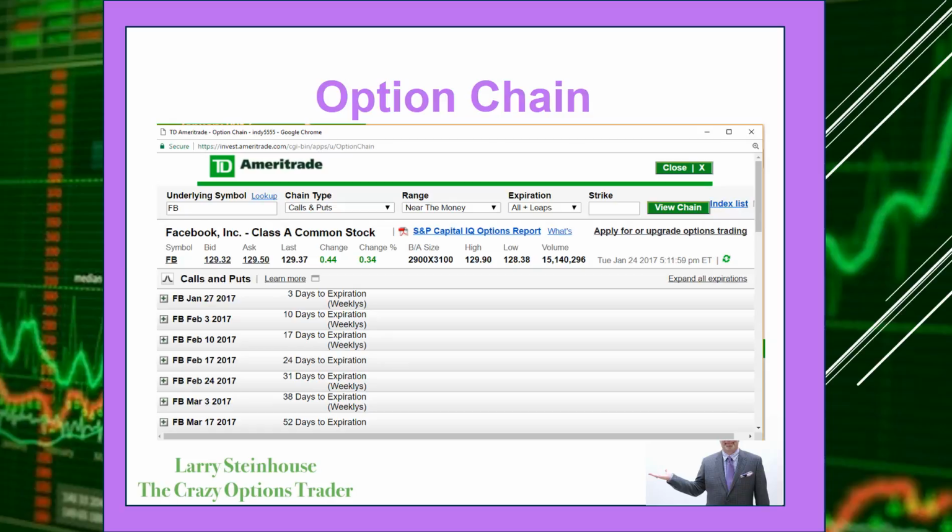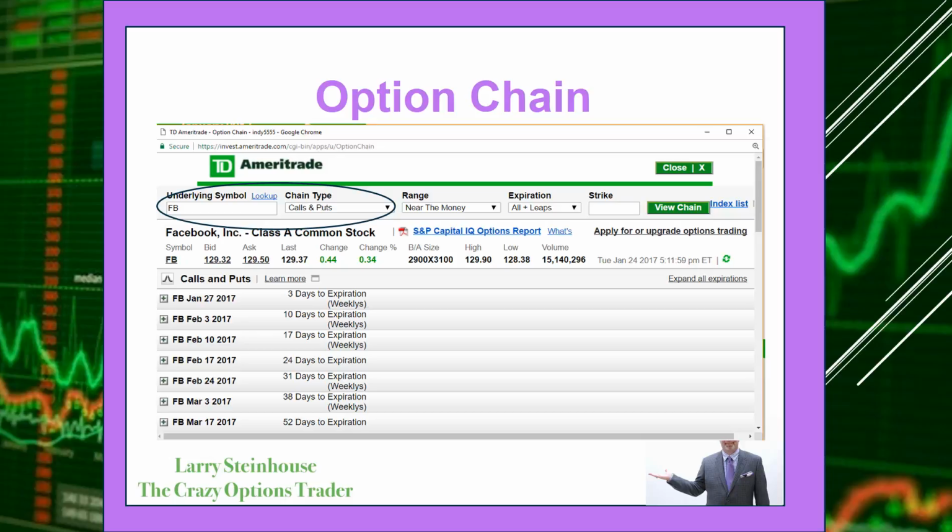Now, it looks complicated, but don't worry because it's actually pretty easy, because there's only certain things on the screen that you need to know about. The first thing I want to show you is, once again, looking over here, you're going to see the chain type is calls and puts. But right now we're talking about calls, and that's all we're going to talk about in this module. But understand that you're going to see both when you do this. So the underlying symbol is Facebook, and again, we're looking at calls and puts.